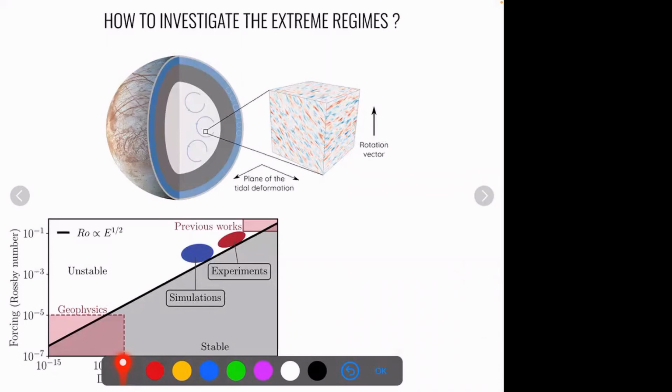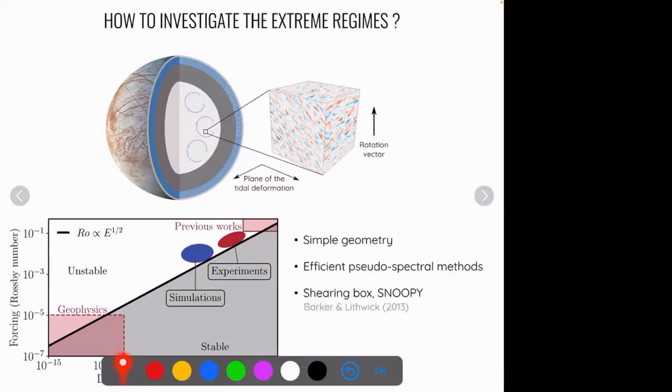local simulations. We assume that the turbulent flow in the planetary core is homogeneous. So when it's driven by tides, it's homogeneous. And we just simulate one small patch, for which we take a simple geometry. So we take a cubic geometry and we take periodic boundary conditions. And this simple geometry allows us to use very efficient pseudospectral methods.